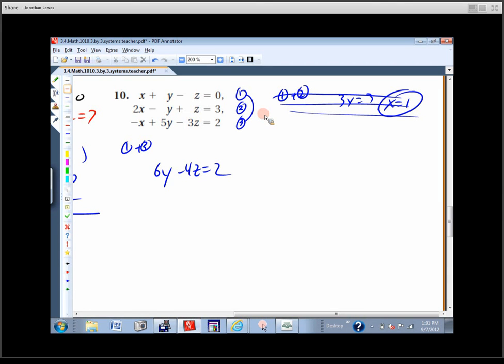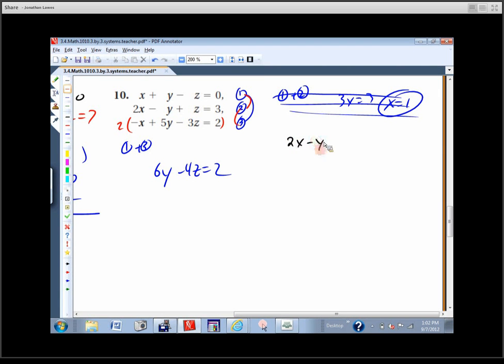If I did 1 and 3 and put those together, I've got to have some other combination, either 1 and 2 or 2 and 3. Which one do you want to do? I would say 2 and 3. Because on 2 and 3, all I have to do is multiply this by 2, and I don't have to change signs. I just have to multiply it by something.